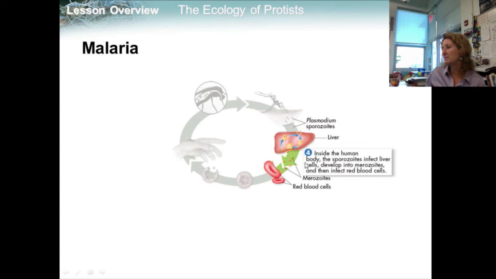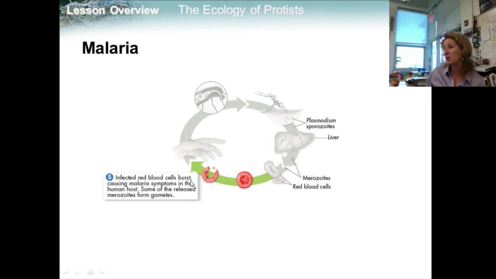Inside the human body, the sporozoites infect liver cells, develop into merozoites, and then infect the red blood cells. Infected red blood cells burst, causing malaria symptoms in the human host. Some of the released merozoites form gametes, and you can imagine it happens again, going around the cycle.